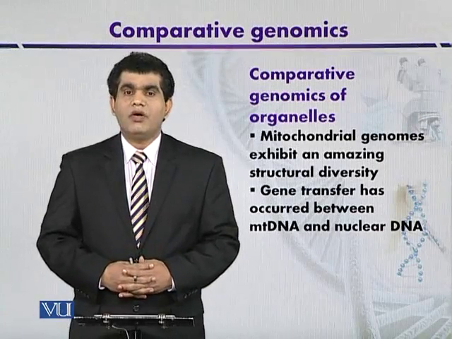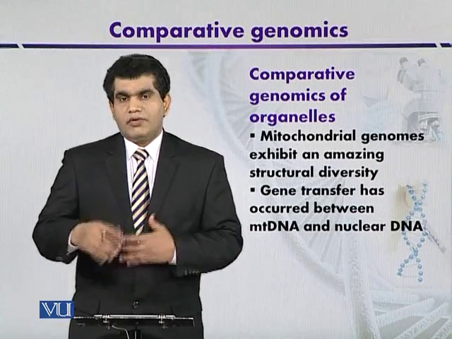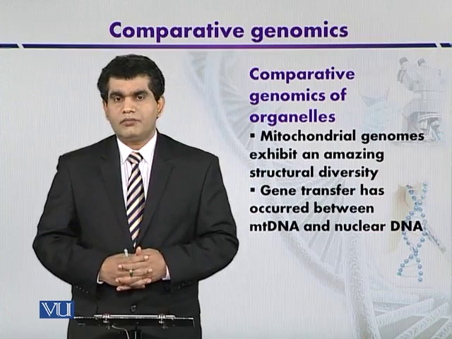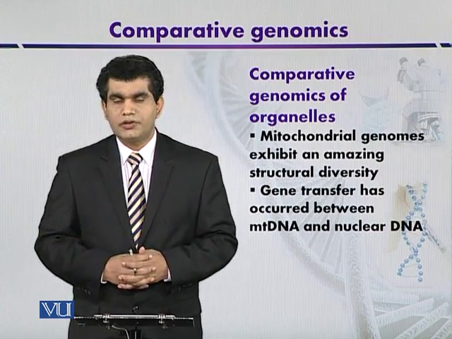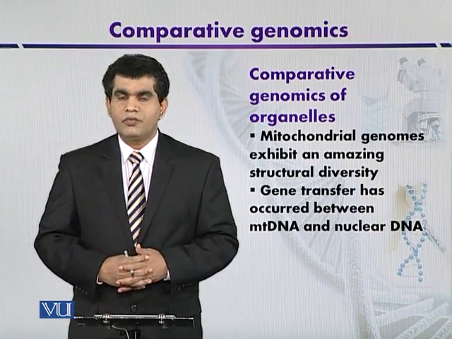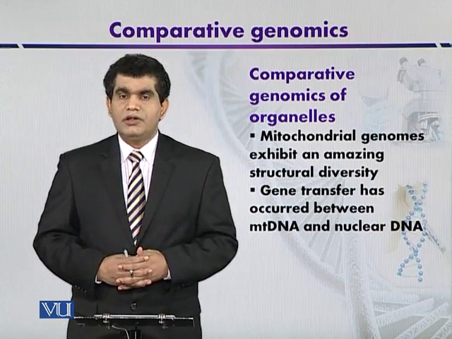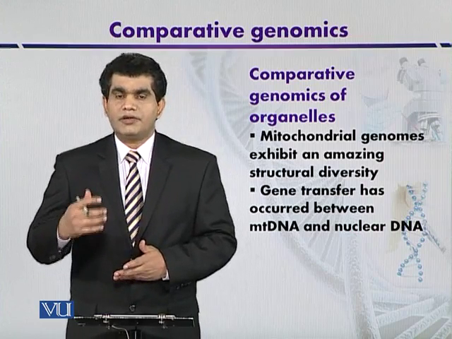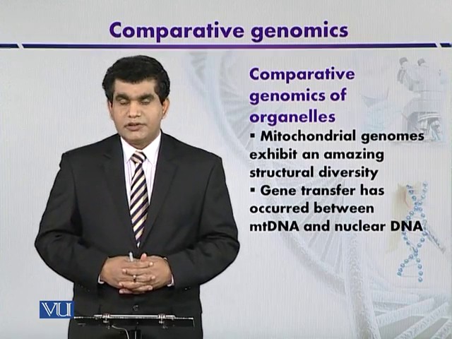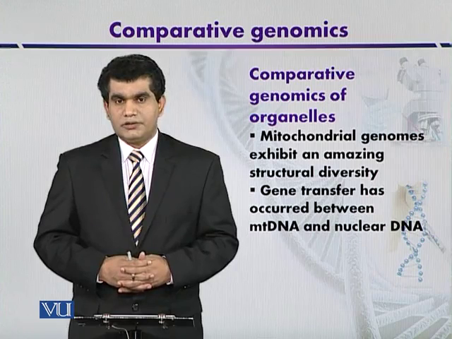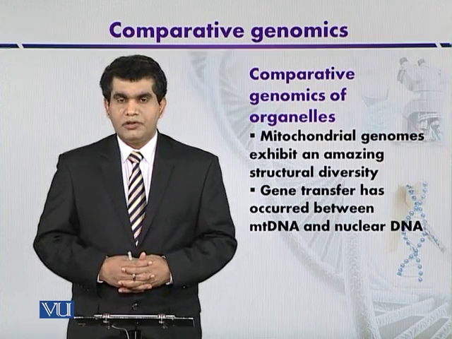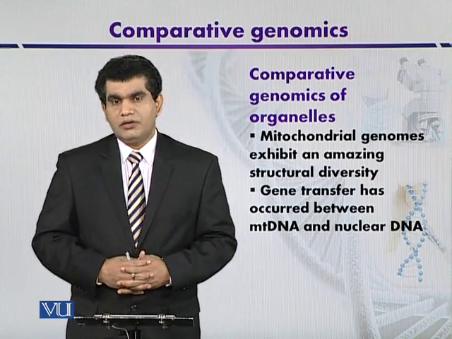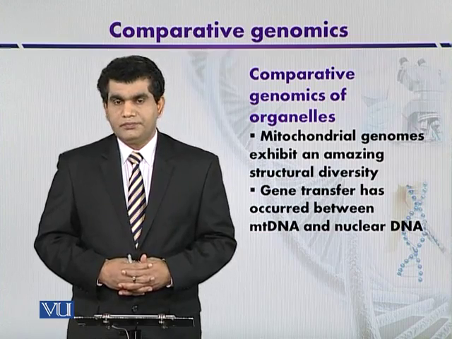Comparative genomics of organelles. A variety of organelles, especially mitochondria or chloroplasts in eukaryotes, contain their own genome. As far as mitochondria is concerned, it performs very vital functions, like it can generate energy or ATP by using different processes like the electron transport or some other activities like oxidative phosphorylation. So it performs vital functions within the cell.